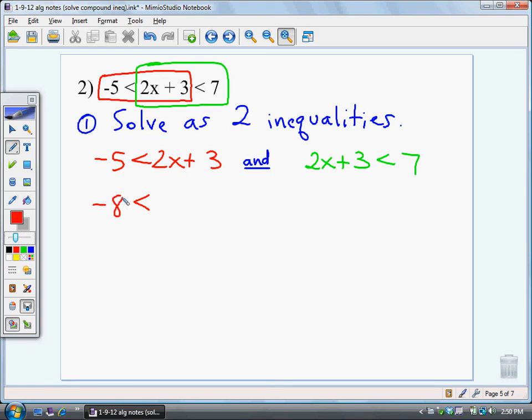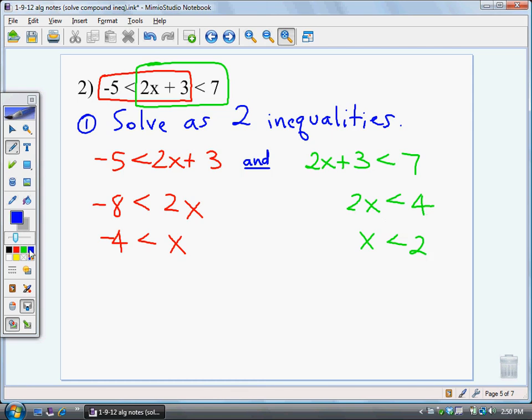This would be -8, and this would just be 2x. And I'm going to divide by 2. And since I'm dividing by a positive 2, my inequality stays the same. And I get that -4 is less than x, or you can say x is greater than -4. On this one, you subtract 3 from both sides, and you get that 2x is less than 4, and then you divide by 2, and you get that x is less than 2.